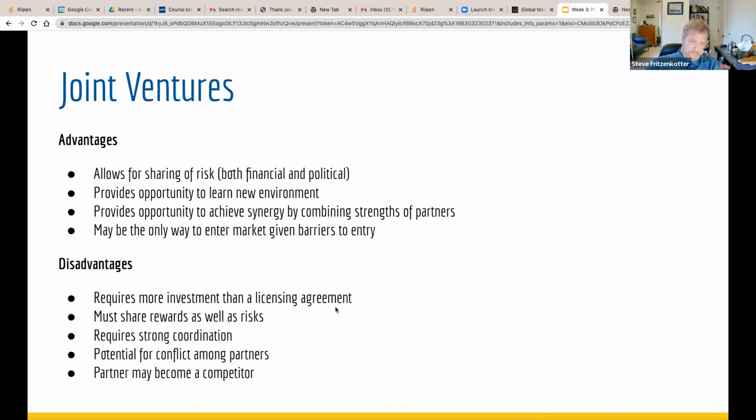But the disadvantages are it requires more investment than some of the other strategies, and you have to share your rewards and the risk. So even though you're sharing the risk, you're also sharing the reward. If you're successful, you're going, why didn't we do this ourselves? And it requires a lot of coordination, and there's potential conflict. Like any relationship, there's potential conflict.